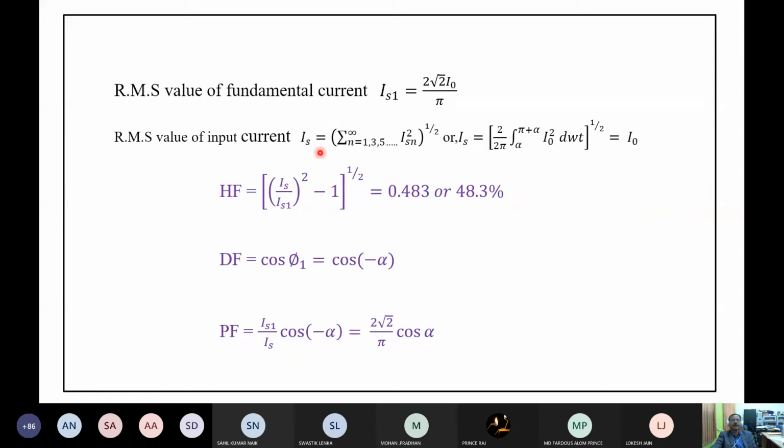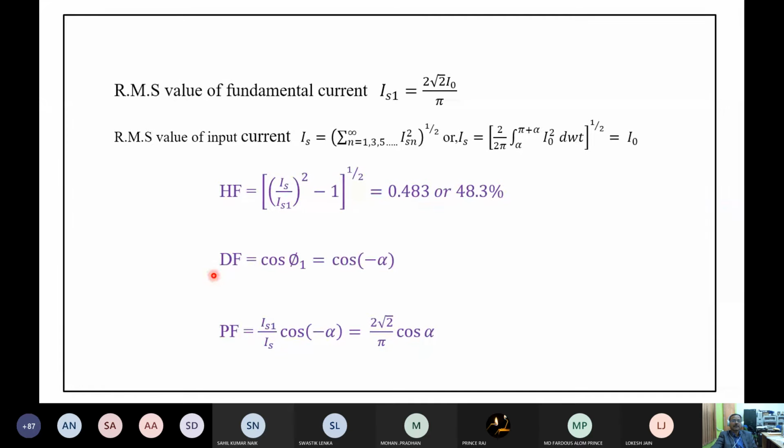RMS value of input current is equal to root of 2 by 2 pi, integrated from alpha to pi plus alpha, I naught squared. For a square wave, we know the RMS value of the input load current. So from here we get IS is equal to I naught, and IS1 we got.